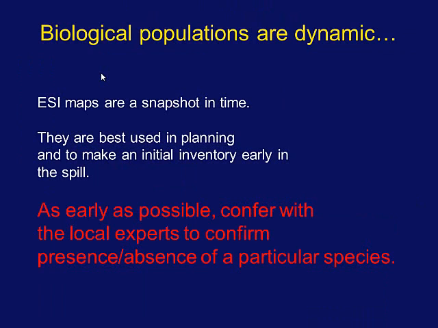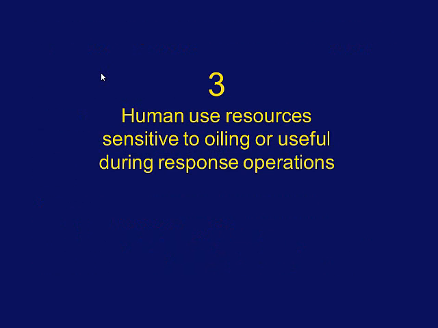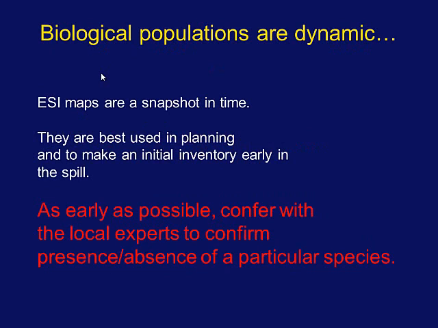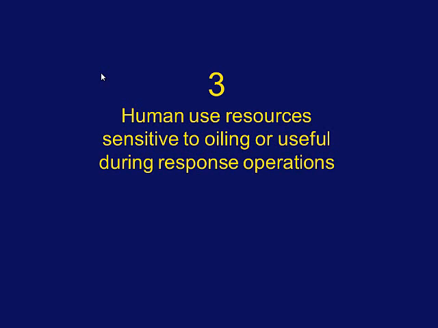So these maps are a snapshot in time, and as has been pointed out, it could be a long time ago that they were put together. In our ideal world, we would update them very regularly, but we don't have the money to do that, and neither do our partners. So we do what we can. You can use them to do planning for your ACPs, putting your response plans together. But when it comes down to it, you should always go back to the folks on the ground that really know what's happening in that area. So I'm going to breeze through human resources.